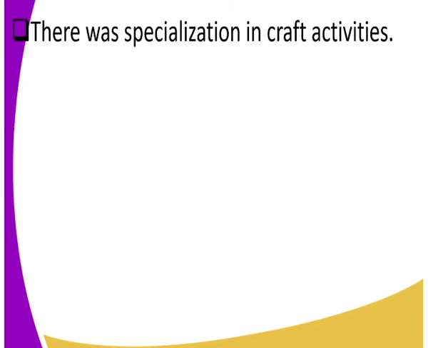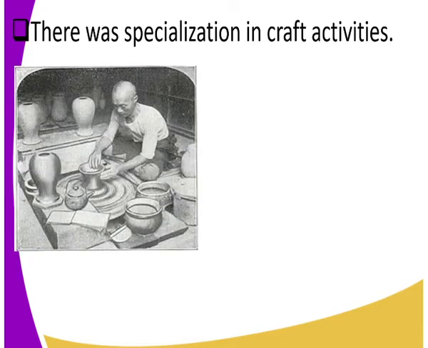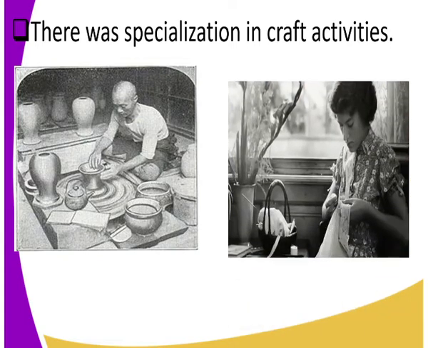And also apart from the cities, there was a specialization in craft activities. People specialized in these activities. For example, the making of pots and the making of baskets. Look at that. There is that person molding some pots. If you can clearly see that image, we have that person molding pots there, some cups, some plates, I guess, also. That's what you call specialization in craft activities. Craft is when you use your hands to model things.